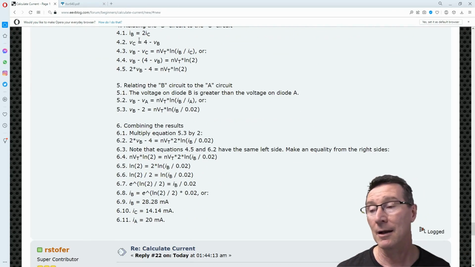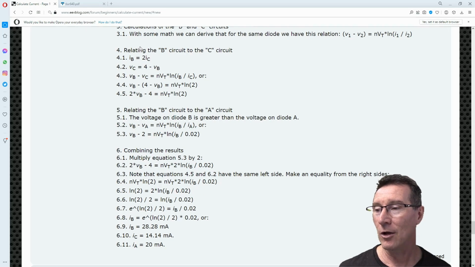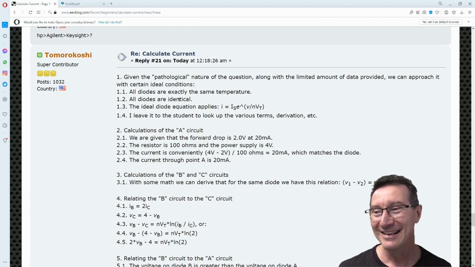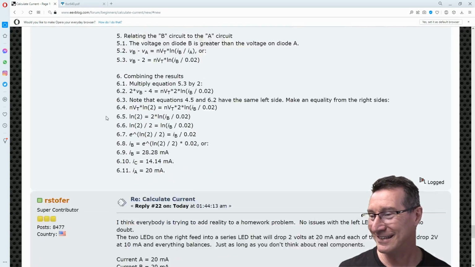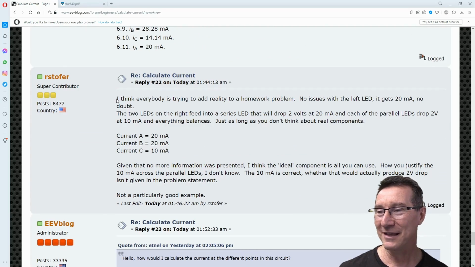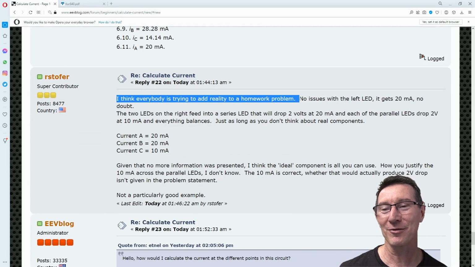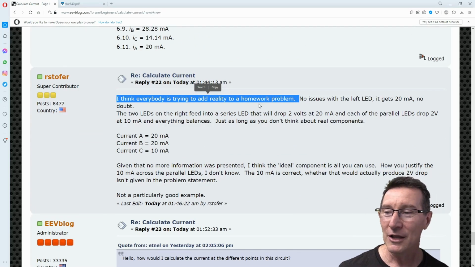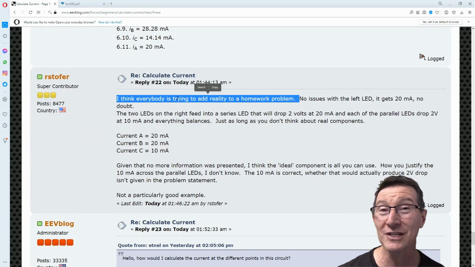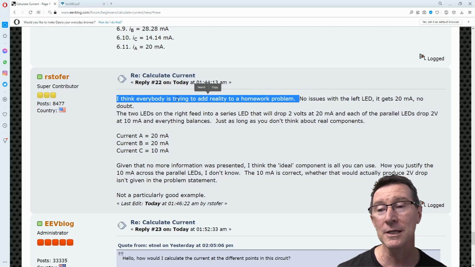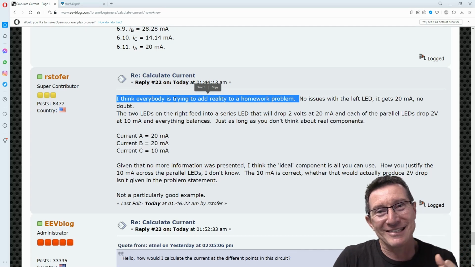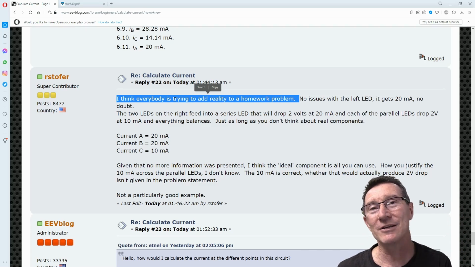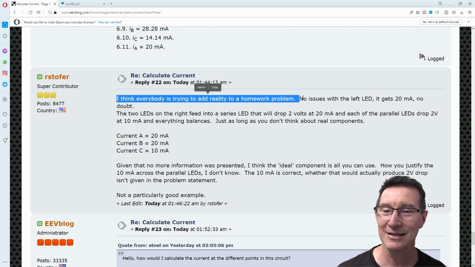There we go. There's homework for those playing along at home to give a reply. Go to the forum and give a reply to Tomoroshki. Yeah. Great work. I think everyone is trying to add reality to a homework problem. You've got to add reality because the question itself is completely dubious. Because it's telling you it's a physical LED, right? It uses the symbol. And that just tells you right away this is a practical circuit problem. And it's just infuriating.